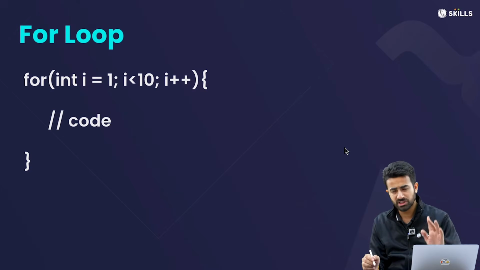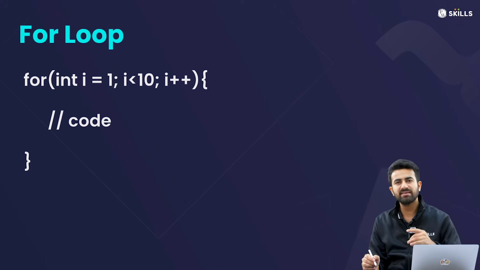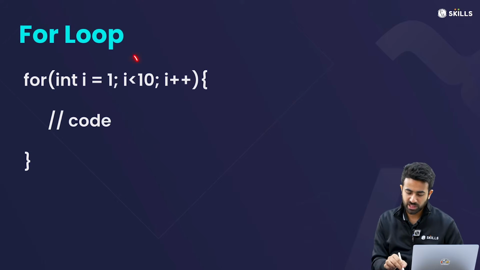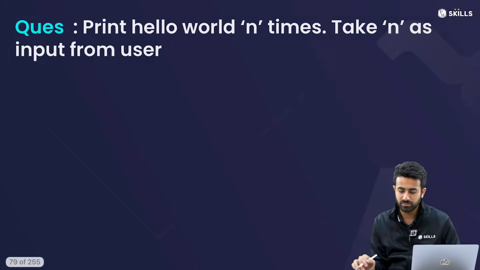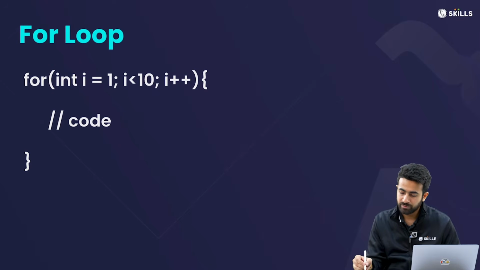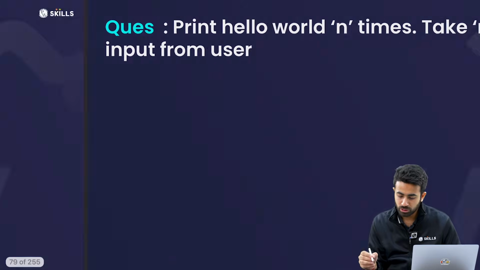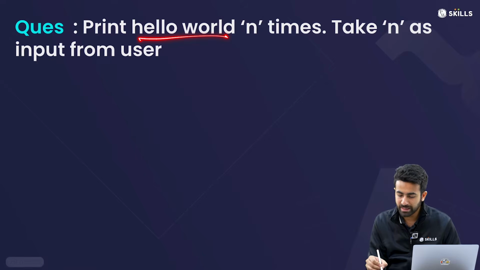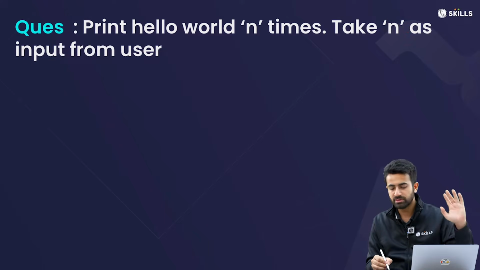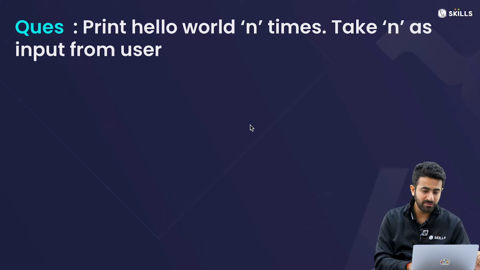Okay, for now we were just blindly accepting the fact that it is happening. So you can see this is the code and syntax, but we will do the dry run. This is the question: print hello world n number of times, take n as input from user. We solved this question, but how was it working?